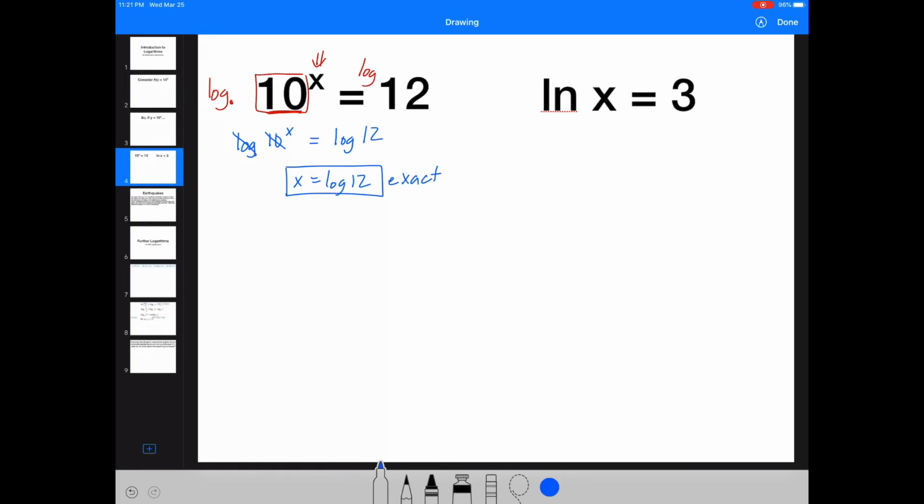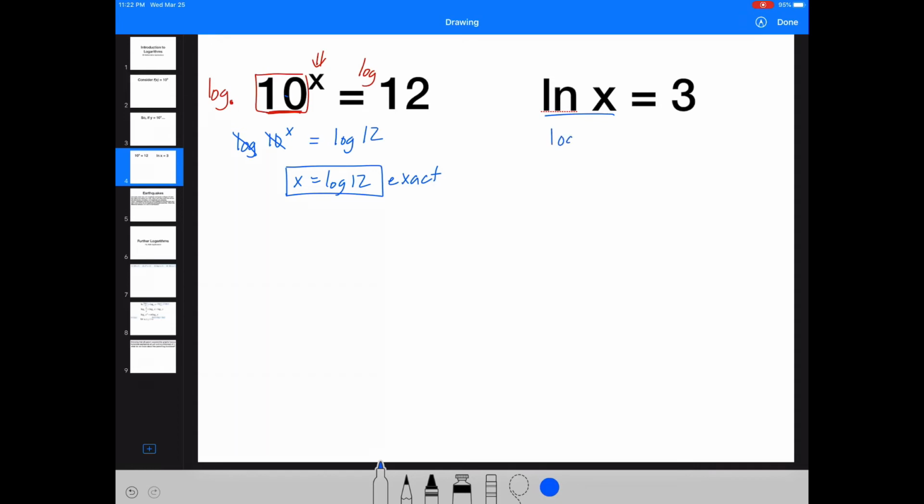Logarithms are, generally speaking, unless it's an exact number, most of the time going to be irrational numbers. All right, and in just a minute, I'll show you on the calculator how to get those. But let's get the exact answer for natural log of x equals 3 first. Okay, so this time, instead of having the exponential, we have a log here.